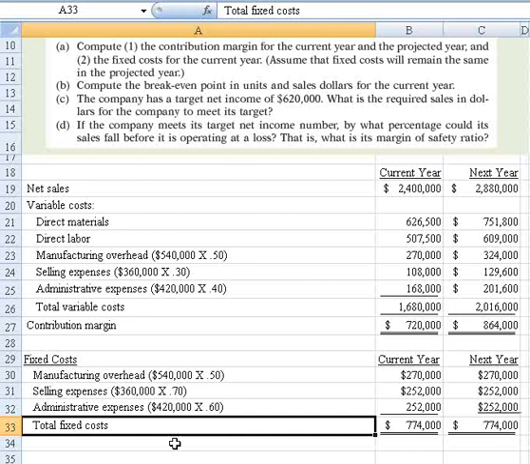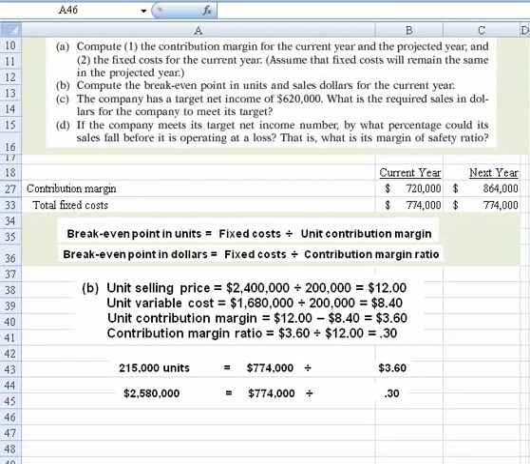Next, we'll compute the break-even point in units and sales dollars for the current year. Now you see the screen has moved a little bit, and what I've done is I've hidden some rows. So we just have the contribution margin and the total fixed costs that we calculated earlier. I've also dropped in the formulas to determine break-even points in units and dollars. Break-even point in units, you take fixed cost divided by the unit contribution margin. To determine break-even in dollars, take fixed cost and divide it by the contribution margin ratio.